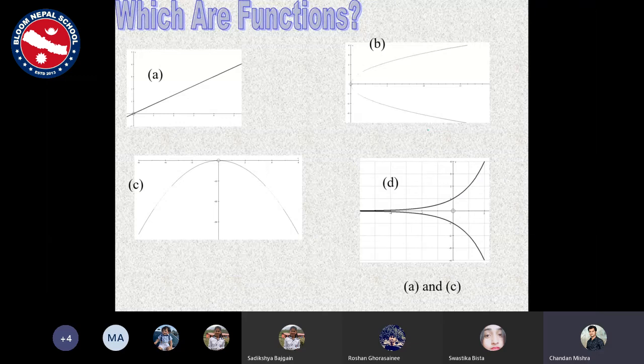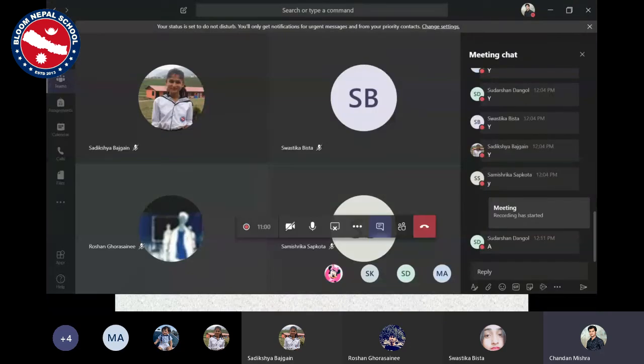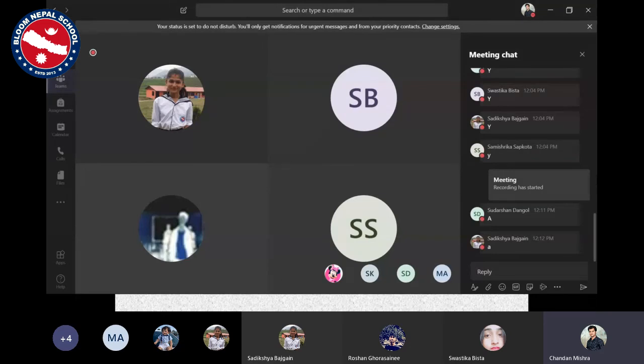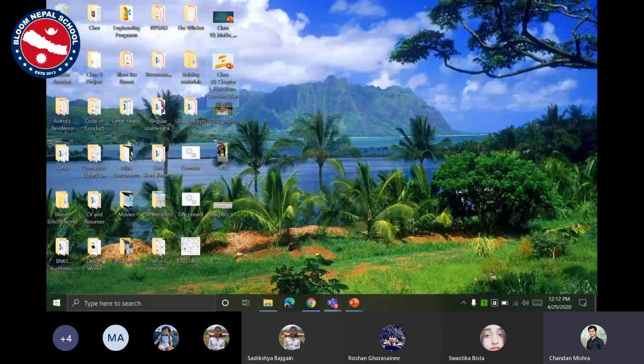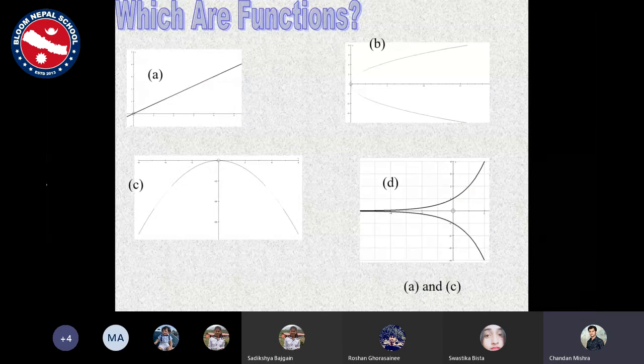Okay, Sudarshan says only A is a one-to-one function. All right. Sadiksha thinks only A is a one-to-one function. Mehak says only A. I need a response from everyone. You cannot take forever to do this. Everyone has to respond, as is the rule in the class. Roshan says A. Let me go back to the slide. Okay, Ali says A. Okay, take 10 more seconds.